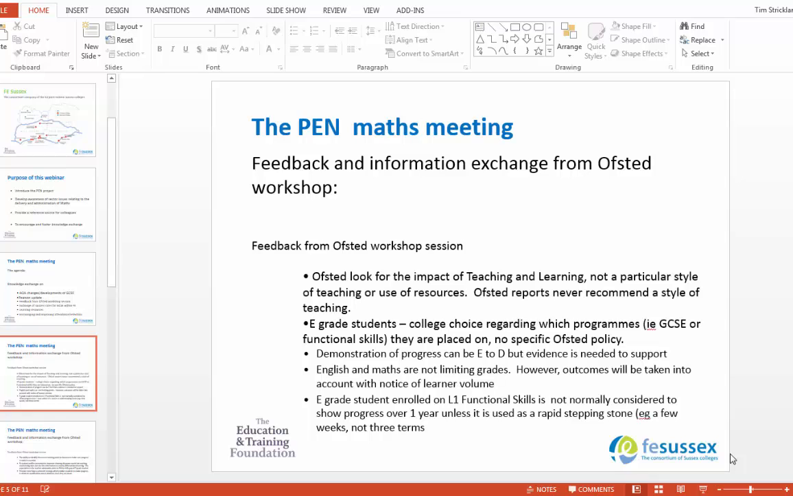E-grade students enrolled onto level 1 functional skills. Some colleges do that. By Ofsted it is not considered to show progress over one year. But if you did that as a stepping stone, so for a few weeks and not for three terms, then that would be part of an acceptable practice, provided the students then progress on to a more complex course which extends their learning.